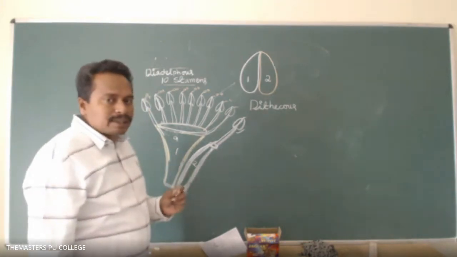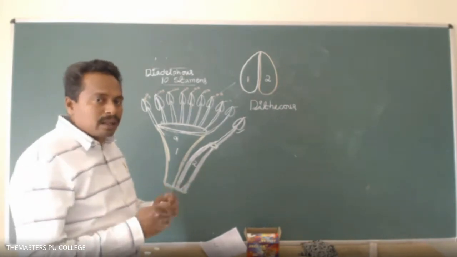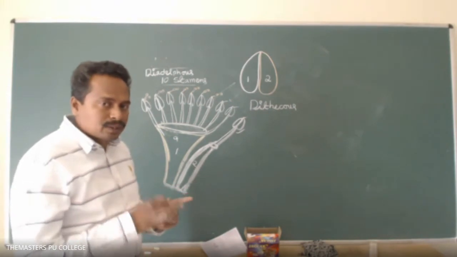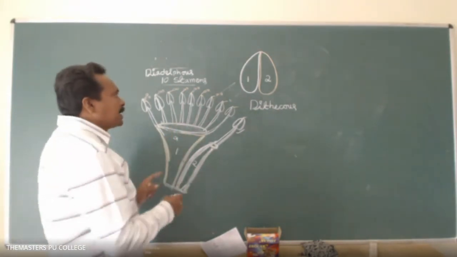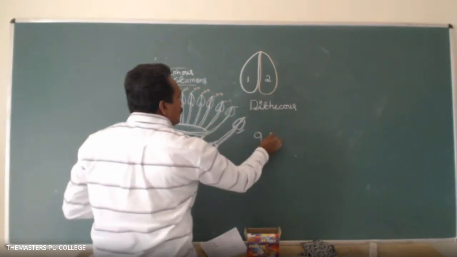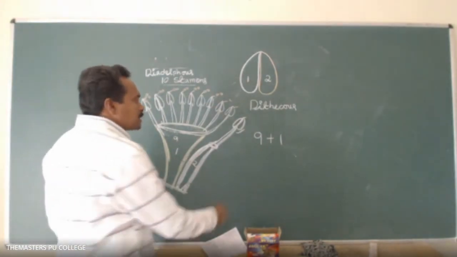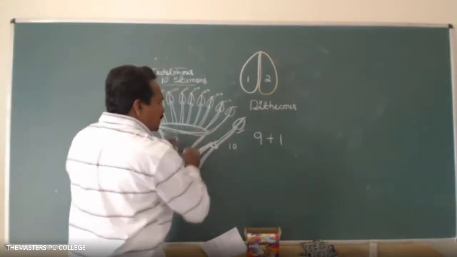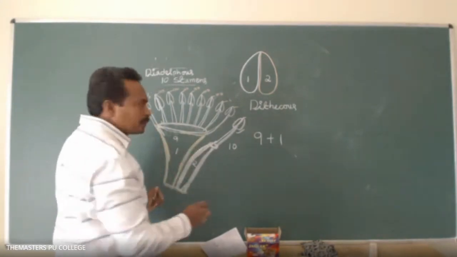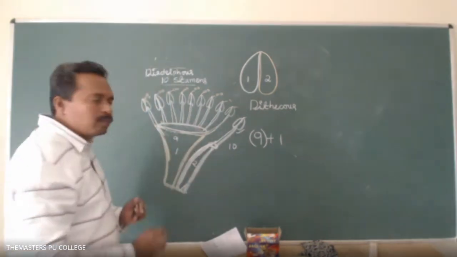Among the 10 stamens, 9 are united to form one bundle, and the other one forms the next bundle. Such an arrangement is called the 9 plus 1 arrangement. Among the 10 stamens, 9 stamens' filaments are united and the other one is free. That's called 9 plus 1.